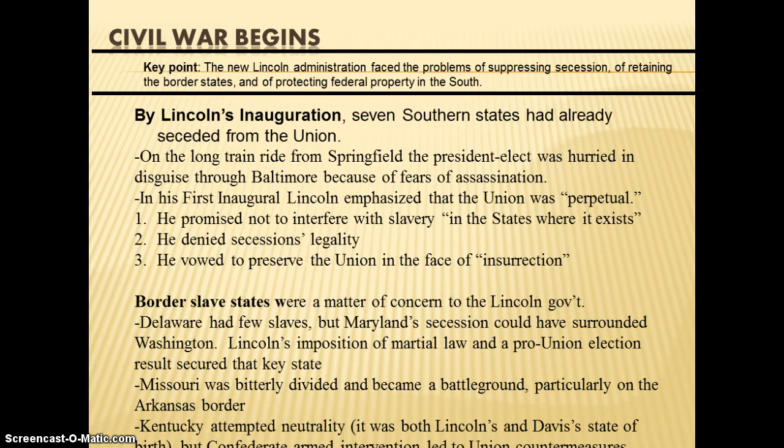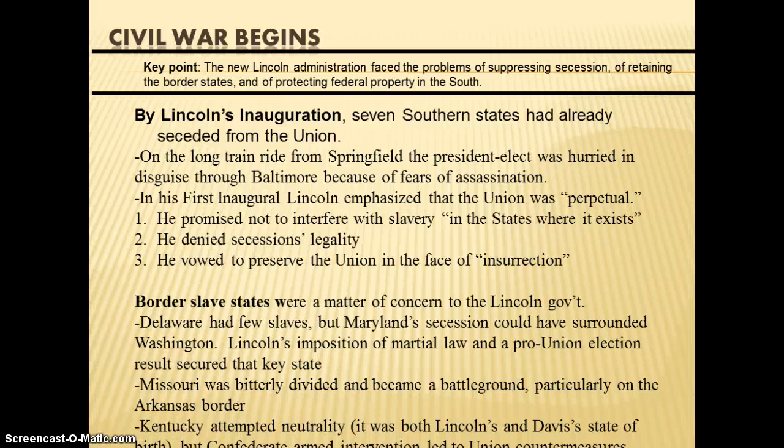All right, so the Civil War begins really by the time of Lincoln's inauguration. The key point to remember is that the new Lincoln administration faced the problems of 1, suppressing secession, 2, retaining the border states, and 3, protecting federal property in the South, like forts, with the example of Fort Sumter being the easiest to remember.